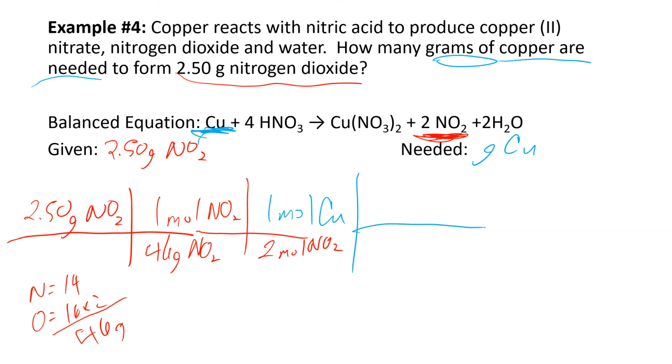We still need to go to grams, and to get to grams, we're going to need to get out of moles into grams from the periodic table. So 1 mole on the periodic table of copper weighs 63.5 grams. And so we're going to multiply 2.5 times 1 times 1 times 63.5 and divide it by 46 times 2, and you get 1.73 grams of copper.